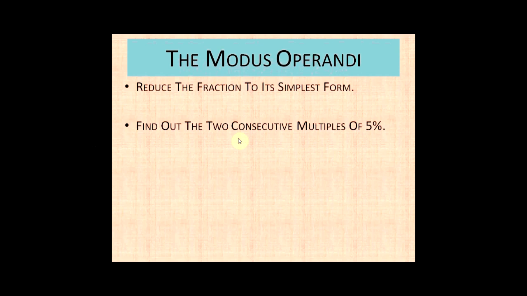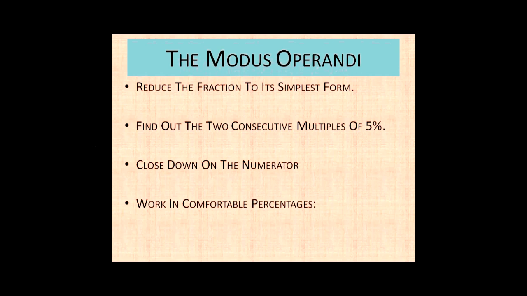But for now, you have to remember that the second step is finding out the consecutive multiples of 5% of the denominator between which the numerator is going to lie. Now, once we've done that, we'll move on to using 1%. And then the third step is to close down on the numerator by using the 1% part. And while doing these 3 steps, we'll follow one particular condition that we have to work in comfortable percentages. The percentages which are 10%, 1%, 50%, 5%, and of course 100%. So let's see how we exactly are going to do that.